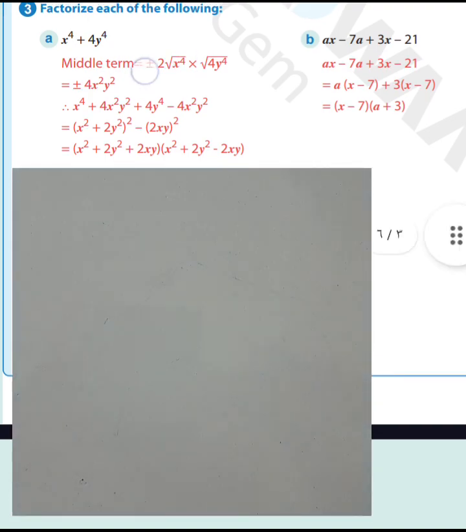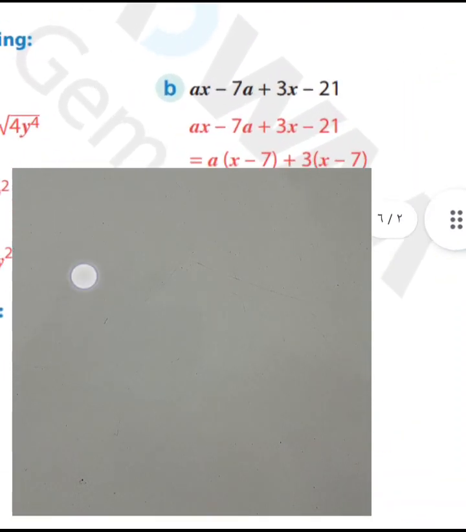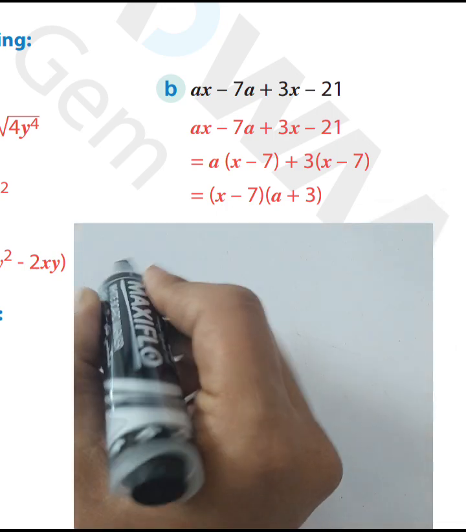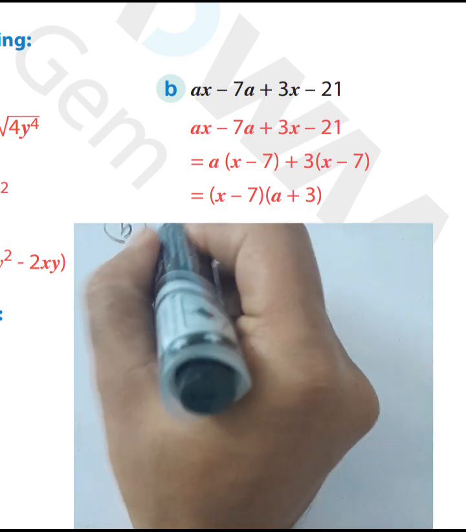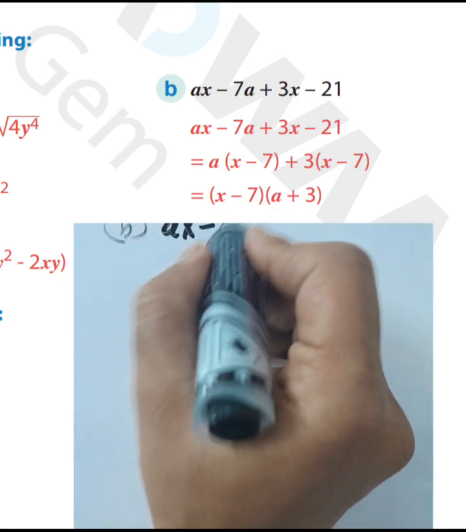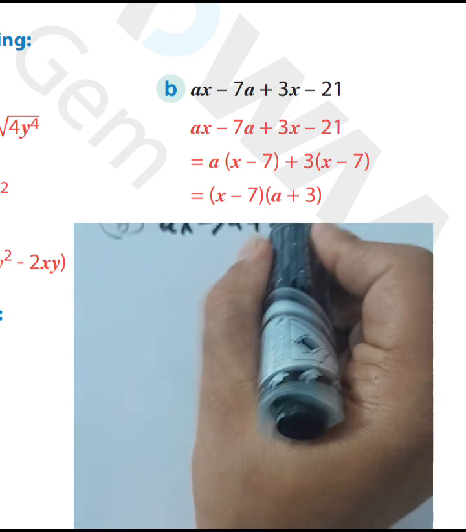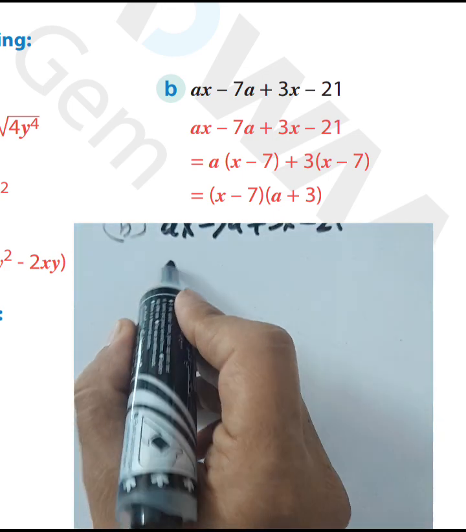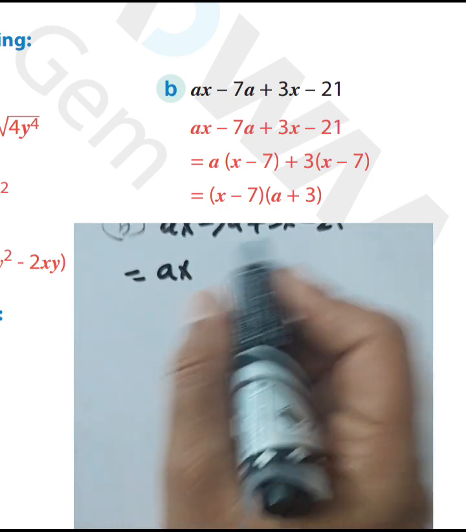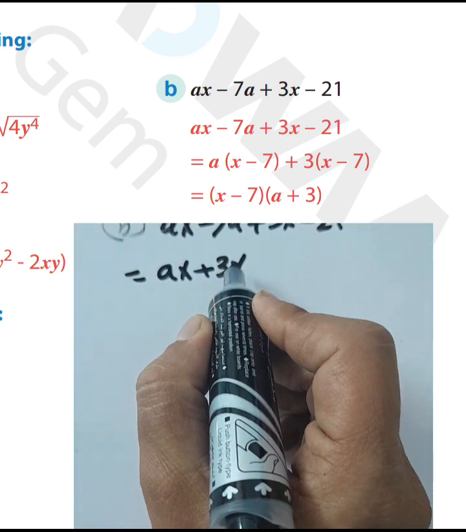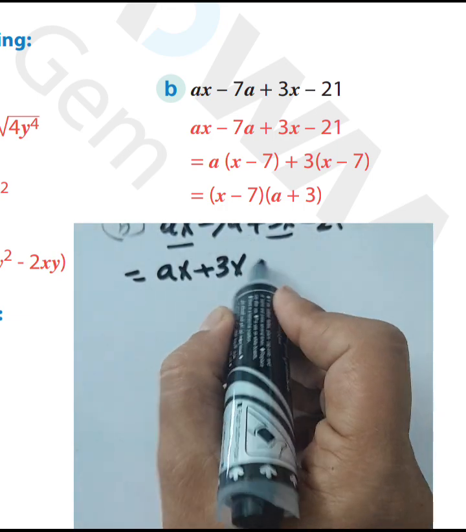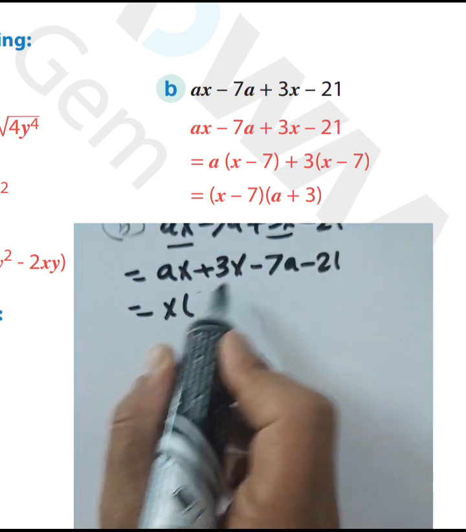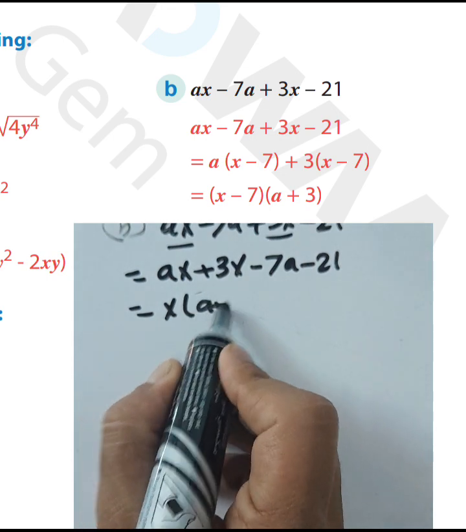Next question, letter B. Factorize this expression: ax subtract by 7a plus 3x subtract by 21. We can use here repeating ax plus 3x behind itself, and write negative 7a subtract by 21, and then write x as common factor between the two terms here, then the result will be a plus 3.